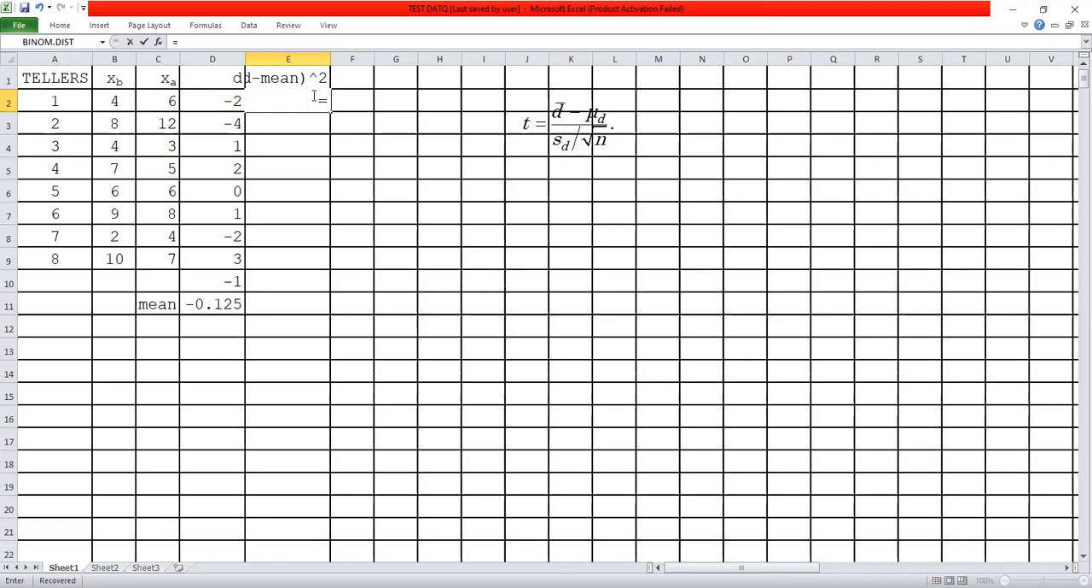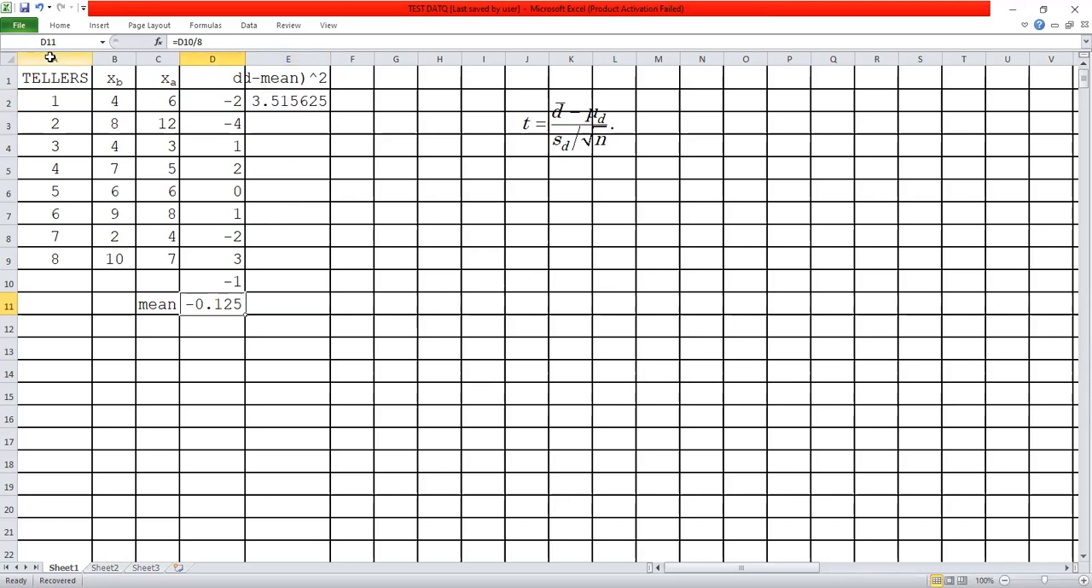So essentially, this is what it is. It is this one. It is D. Where is D? D is here. Minus, so it is plus. So there's a plus there. Minus 0.125. Bracket, whole squared. That is the first one.